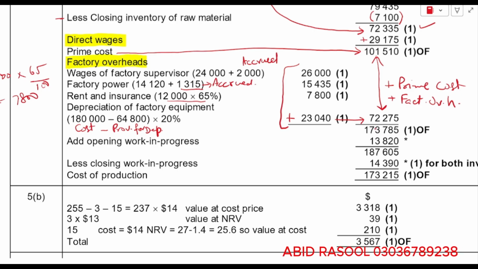Then to this final figure, we add the opening work in progress balance and subtract the closing work in progress. When it is added, we will get 187,605, and then from this answer we will subtract closing work in progress. This all data is given in the question, and then we will get the answer of the manufacturing account, the cost of production. This is our cost of production that we will take later into the income statement, cost of goods sold section.